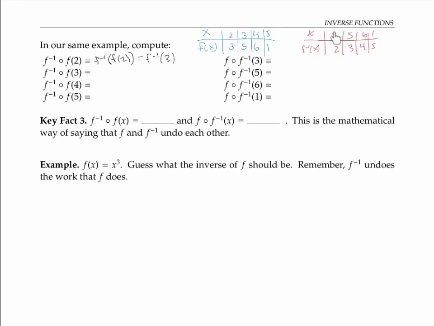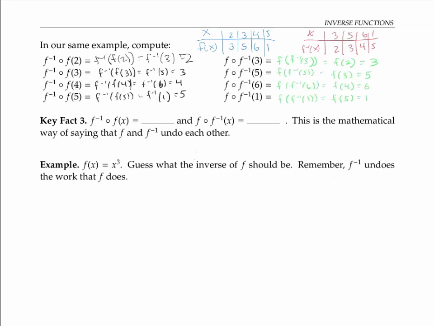and f inverse of 3 we see as 2. Similarly, we can compute f of f inverse of 3, and that means we take f of f inverse of 3. Since f inverse of 3 is 2, that's the same thing as computing f of 2, which is 3. Please pause the video for a moment and compute these other compositions. You should have found that in every case, if you take f inverse of f of a number, you get back to the very same number you started with.